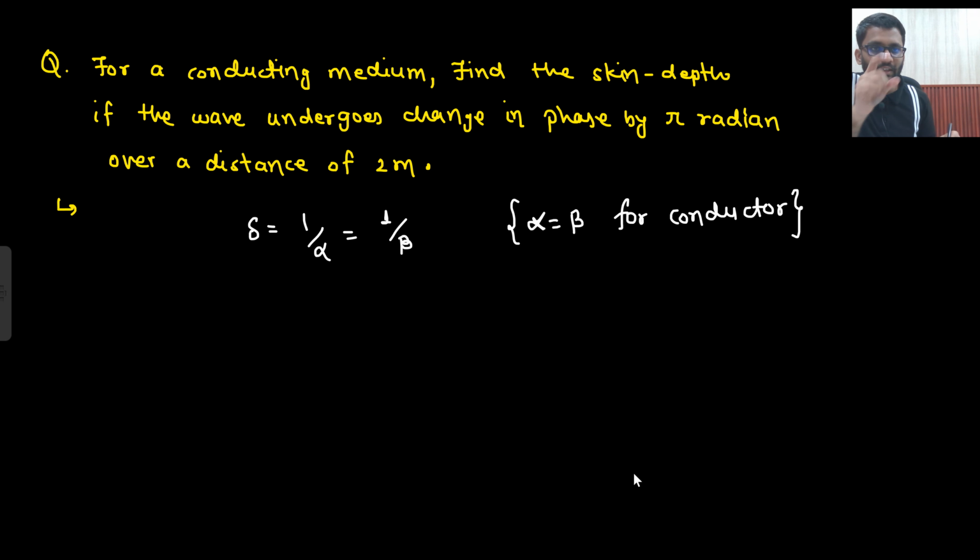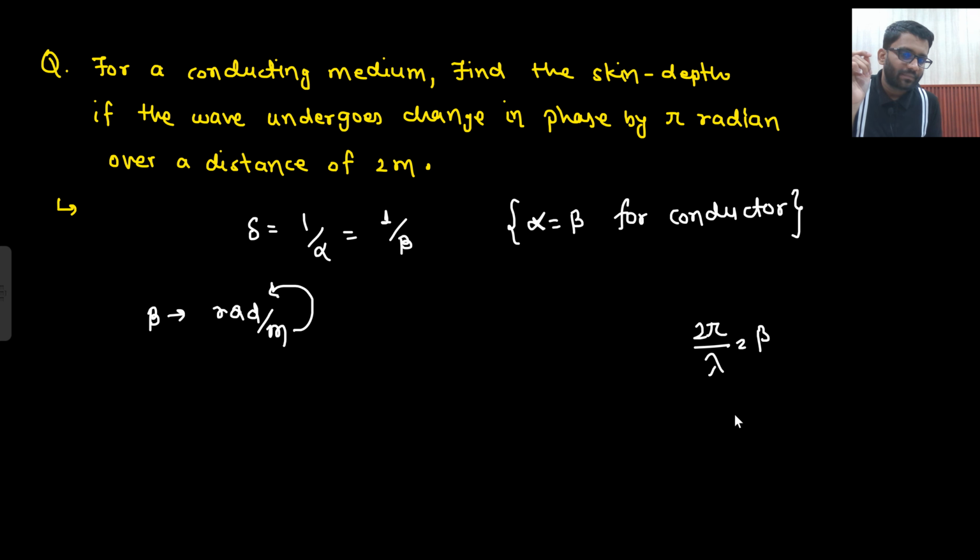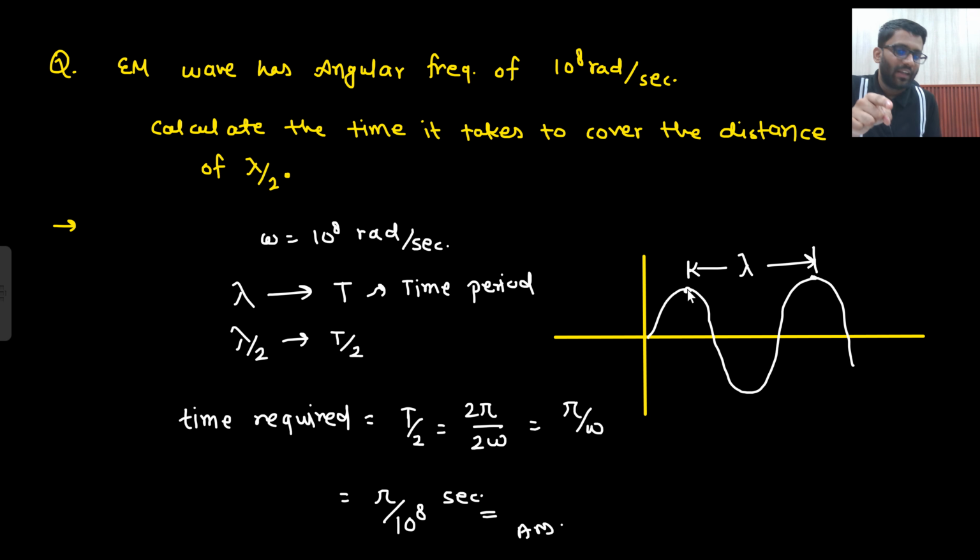So if you are working for 2 meter, then your change is pi radian. Do you remember the definition of beta? Beta has the unit of radian per meter. That means if you work for 1 meter, then how much phase change is there? That is known as beta. Or this was the formula of beta. That means if you work for lambda distance, then your phase change will be 2 pi. Here also you can see, if I have worked for lambda distance, then my phase changed by 2 pi. If this was your pi by 2, then this would have been 5 pi by 2, right? So if I work for lambda distance, then my phase change will be 2 pi. So this is what it is saying.